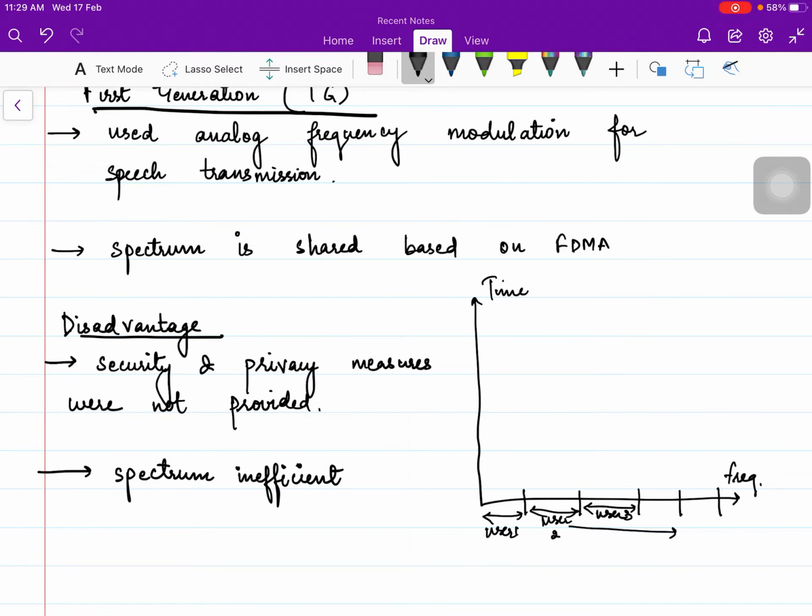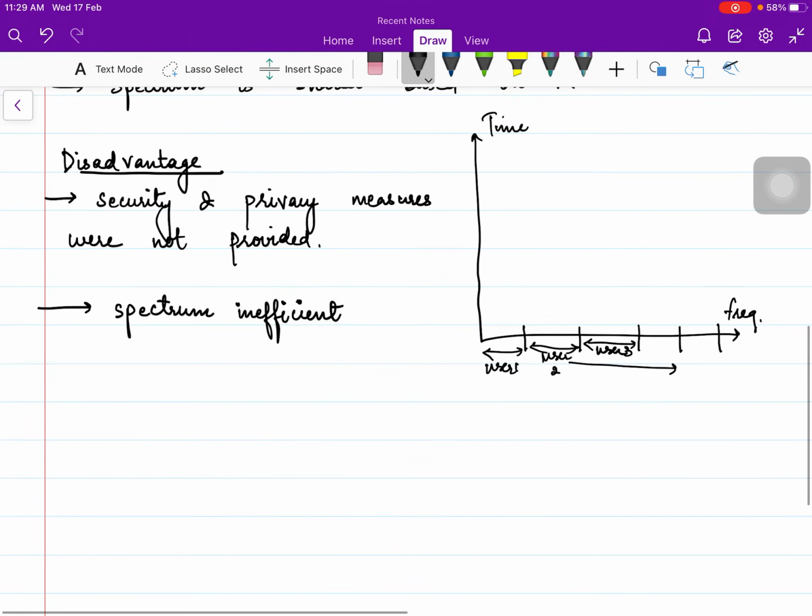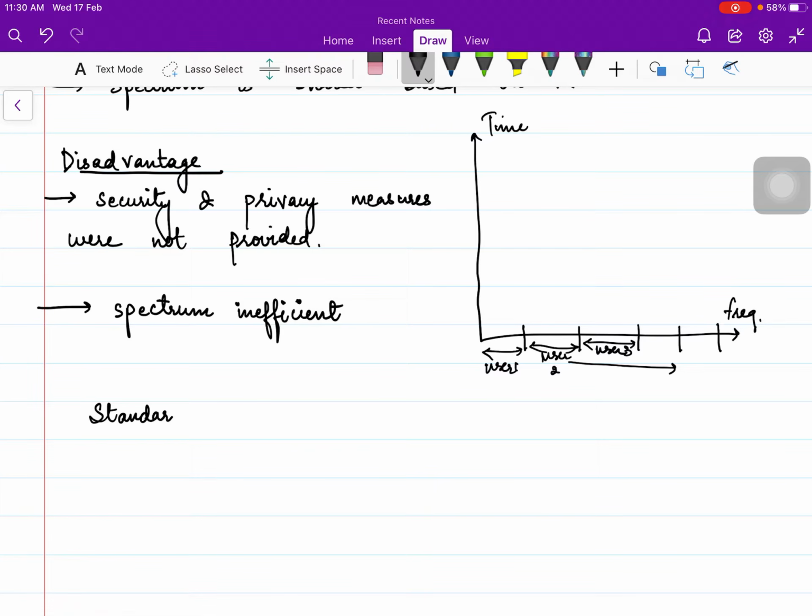So these are the major features and the problems that were discussed in first generation. And now come the standards. Standards follow the features and the drawbacks of the first generation. Different standards were followed in different countries and came in different years. So I will name some of them.